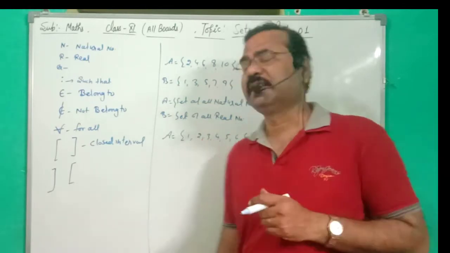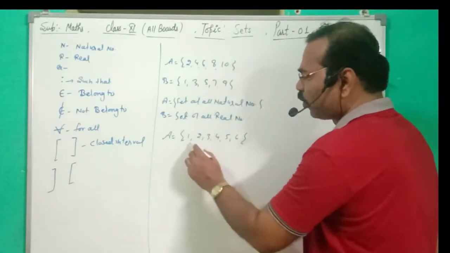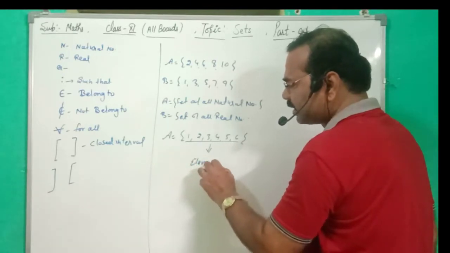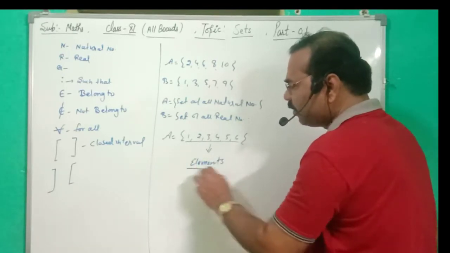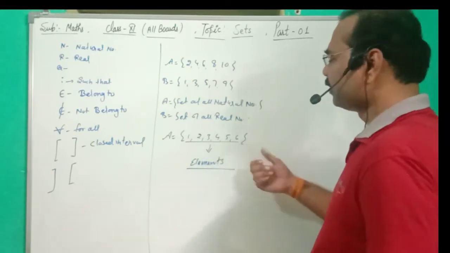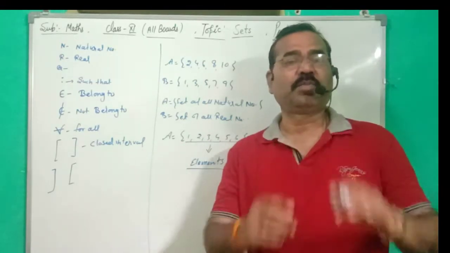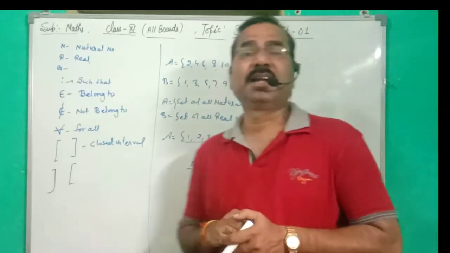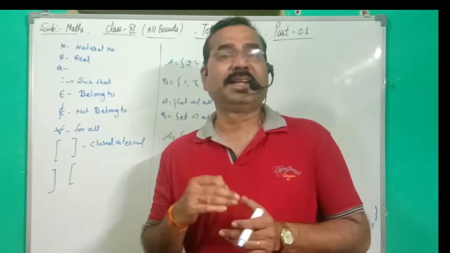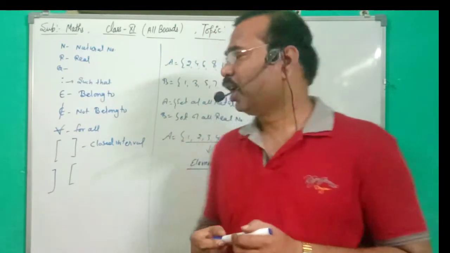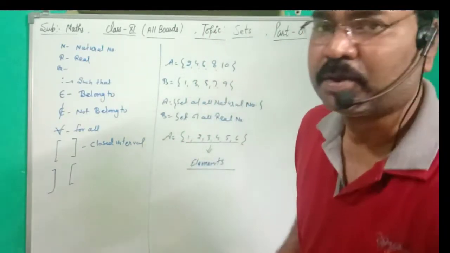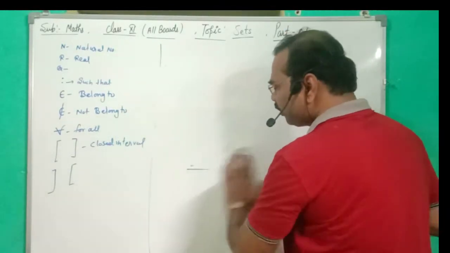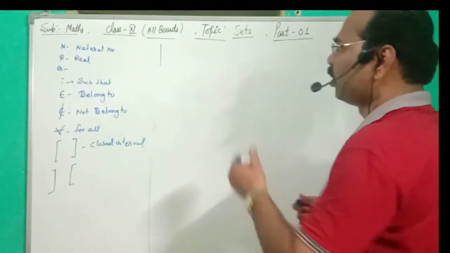So students, 1, 2, 3, 4, 5, 6 are called the elements. These are numbers which can be written in the form of a set. These are called the elements, or the cardinal elements. Now today we have to discuss how many types of sets there are.